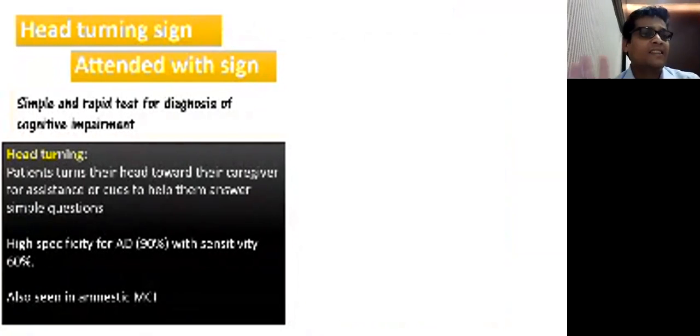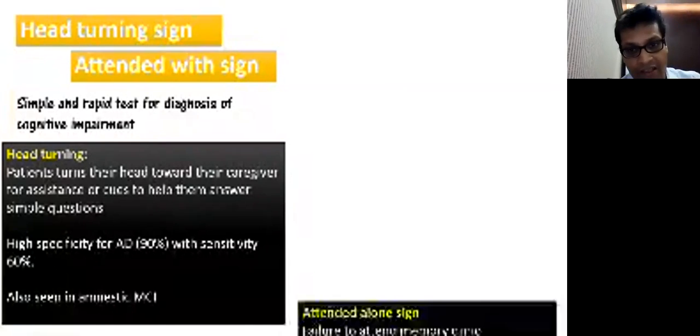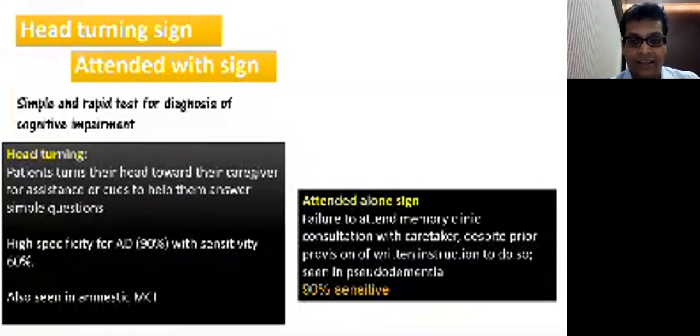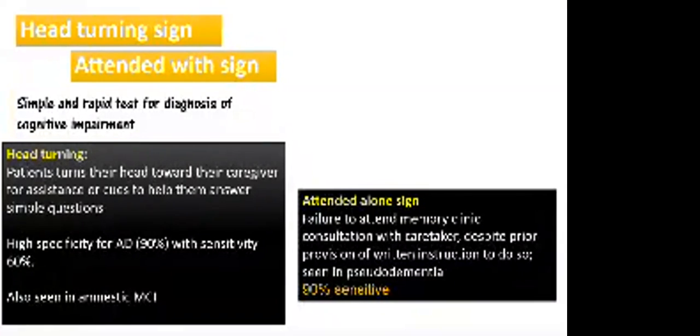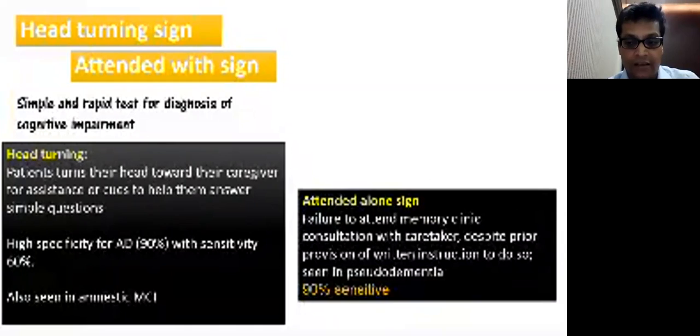And almost always these Alzheimer patients come with relatives, and that is called the attended with sign. The main history is given by the relatives, not by the patient. And when patients come to you and say, I'm having a memory problem, doctor, I'm having a sleep problem, then this is called the attended alone sign. Even if you request them to please come with a relative, they still come alone and tell you, I'm having a memory problem. So this is pseudodementia. This attended alone sign has a sensitivity for diagnosis of pseudodementia of almost 90 to 95%.